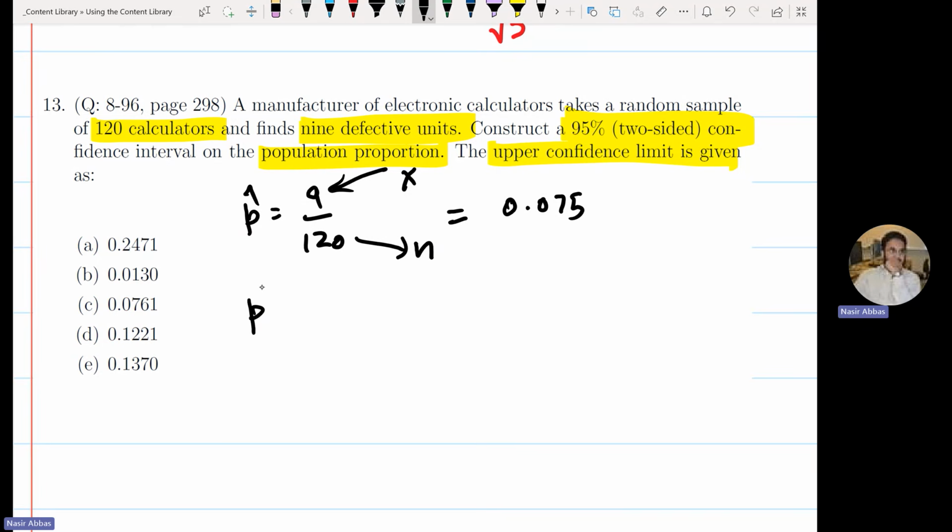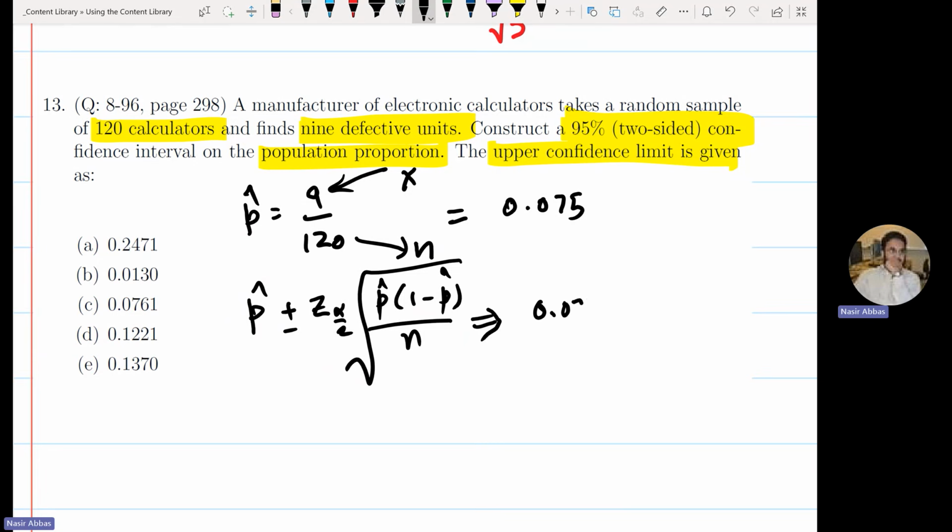The formula is given to you: P hat plus minus Z alpha by 2 times the square root of P hat into 1 minus P hat over N. You plug it in: 0.075 plus minus, what is Z alpha by 2? A very popular value. At 95%, it's 1.96. Square root of 0.075 times 1 minus 0.075 over, what is N? 120.